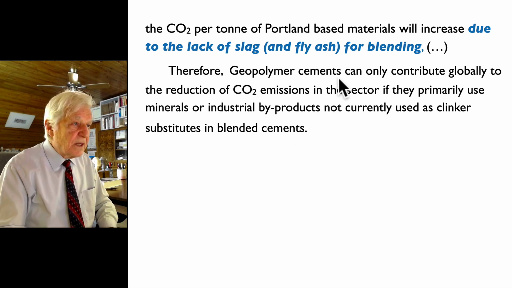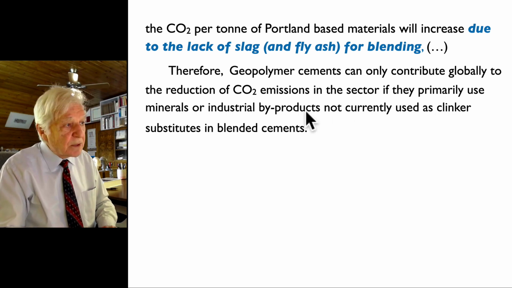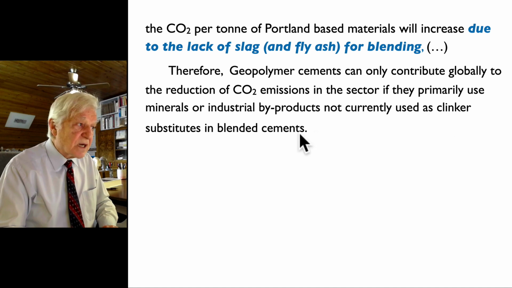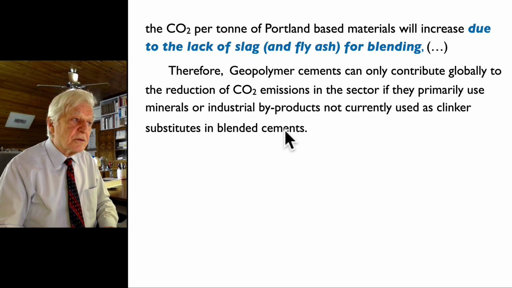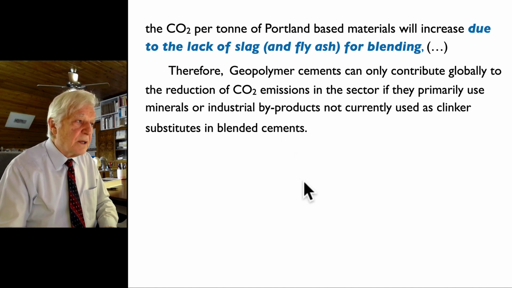Therefore, geopolymer cements can only contribute globally to the reduction of CO2 emissions in the sector if they primarily use minerals or industrial byproducts not currently used as clinker substitute in blended cement. In other words, we prohibit the development of geopolymer cement based on fly ash and slag. The slag and fly ash must be only used by Portland.